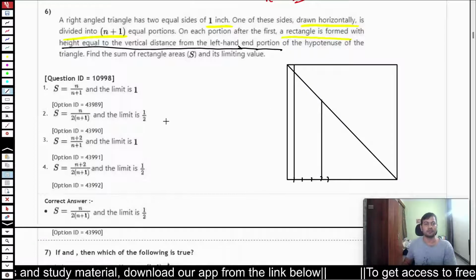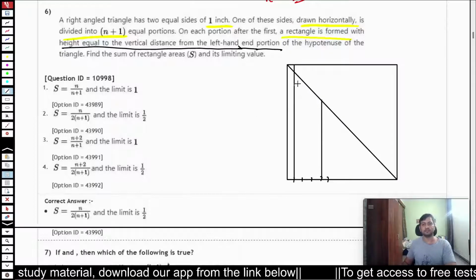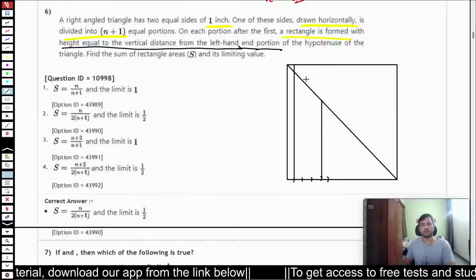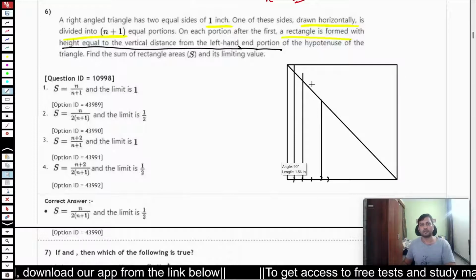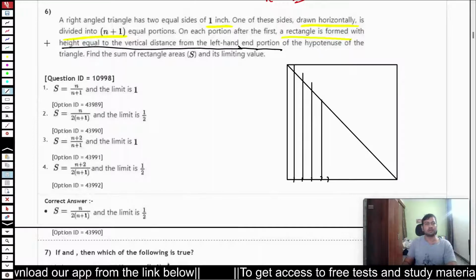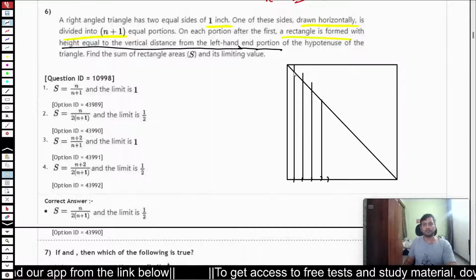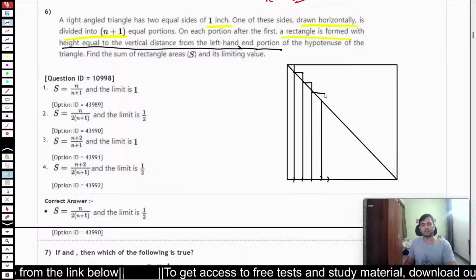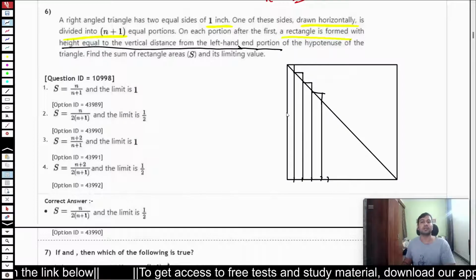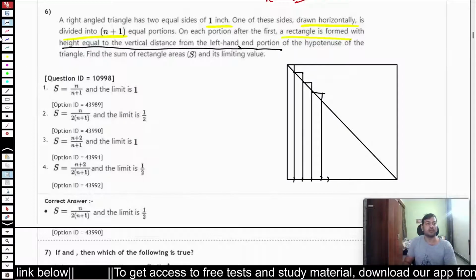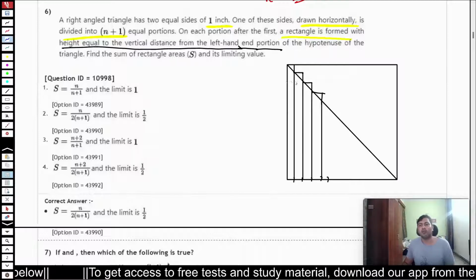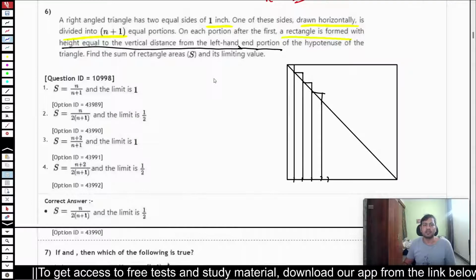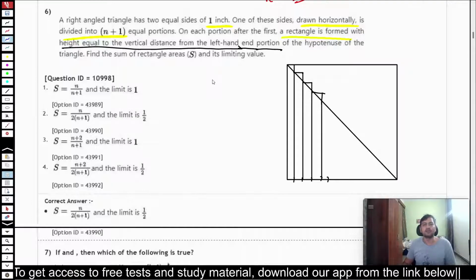So this is the first rectangle. Similarly, the second rectangle would go here, third rectangle would go here, and so on. This is what my rectangles look like. And now I want to find the sum of rectangular areas and its limiting value.